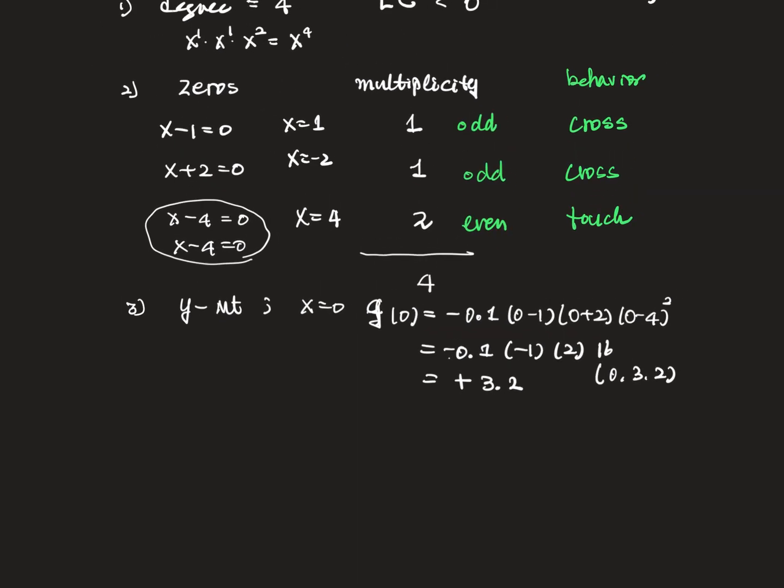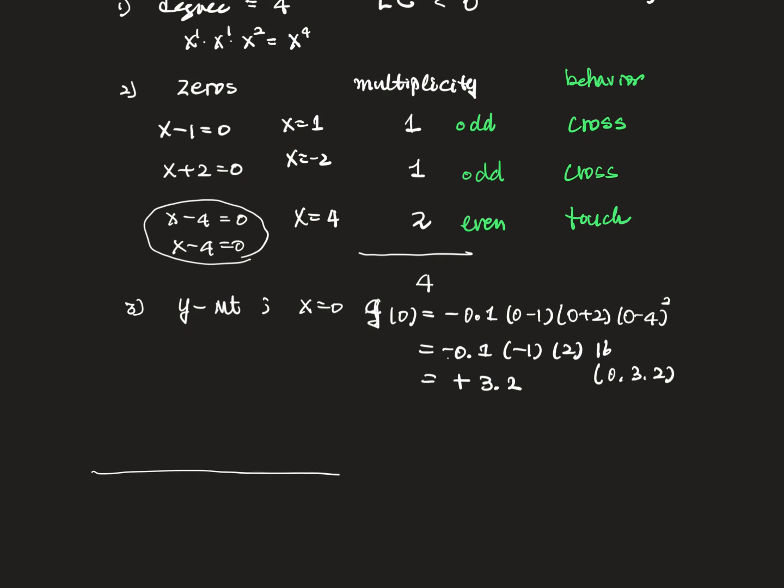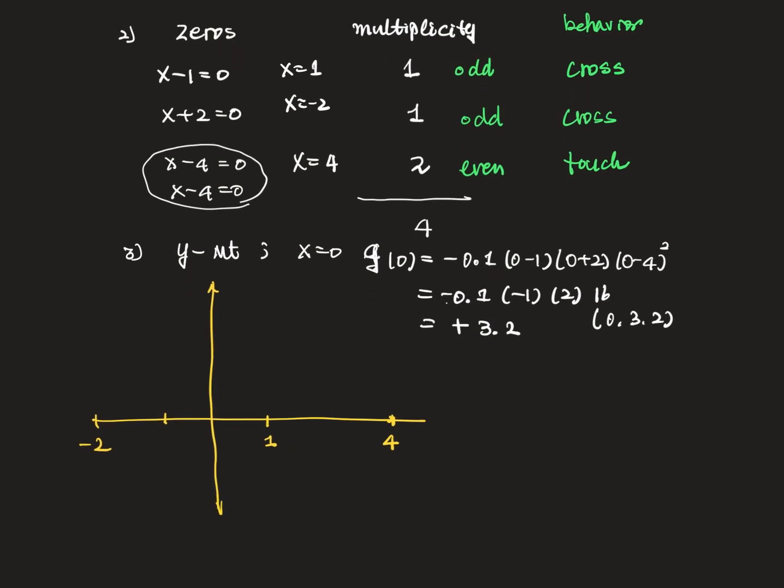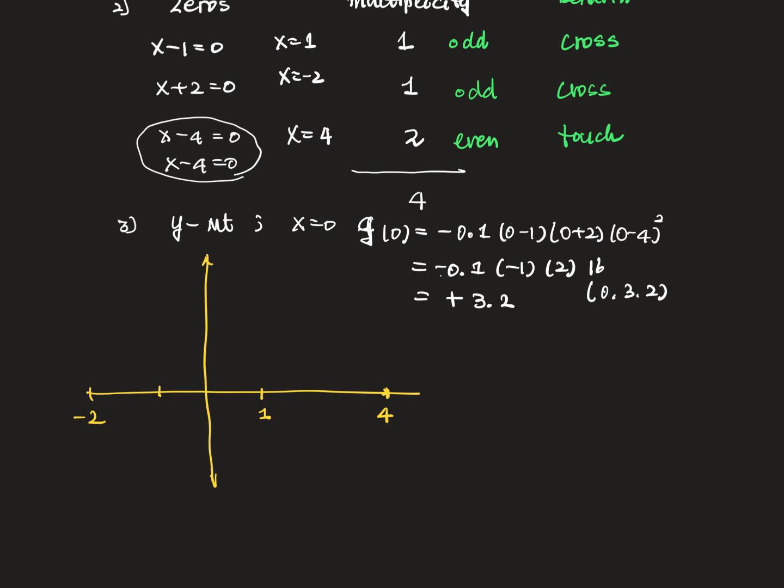Let's sketch it together, guys. Let's use a different color. So what is the first step? You plot the x-intercepts first. 1, negative 2, and here is 4. Then the degree, what do we say? Degree of 4 is even, and the leading coefficient is negative. Here is the y-intercept, 0 and 3.2.